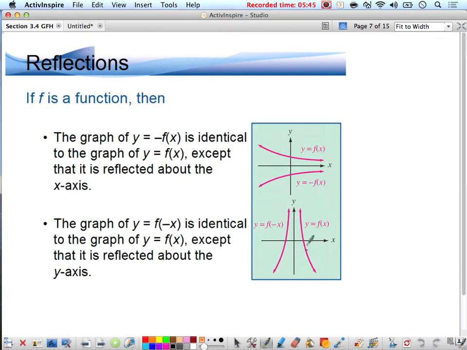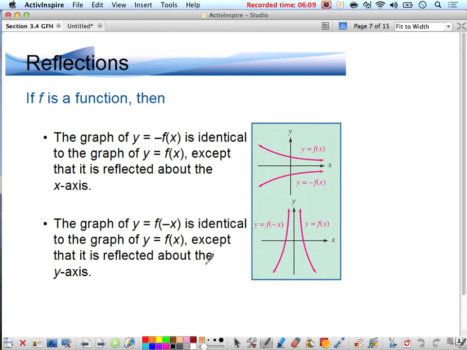So if I have this right here to start with, if I flip it, it will go over to the other side. Okay? The way you can tell is if there's a negative in front of the parent function, that goes about the x-axis. But if there's a negative inside the parenthesis or inside the square root or inside the absolute value, then it will go around the y-axis.